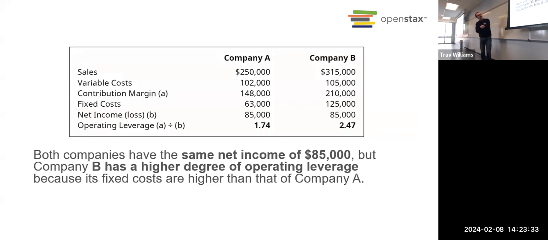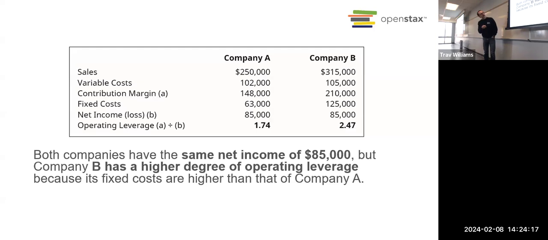So here are some examples. We've got company A and company B. We see the formula here to calculate your operating leverage. You take your contribution margin, divide it by your net income, and it gives you your operating leverage. Higher is better. So an operating leverage of 2.47 is better than 1.74 because you have more operating leverage. So again, as long as sales are increasing, you're going to benefit more than the other company if you have the higher operating leverage.